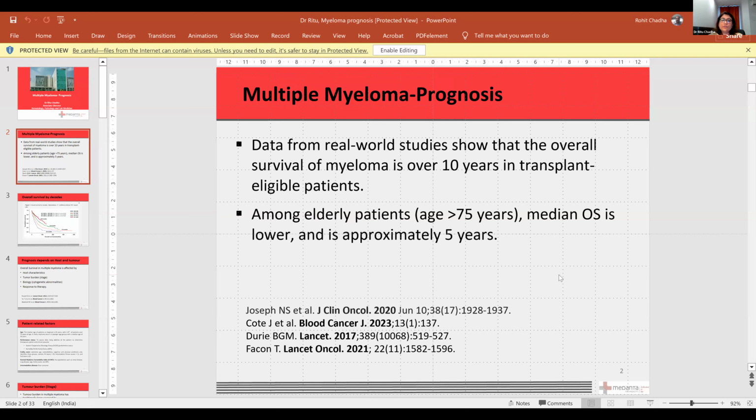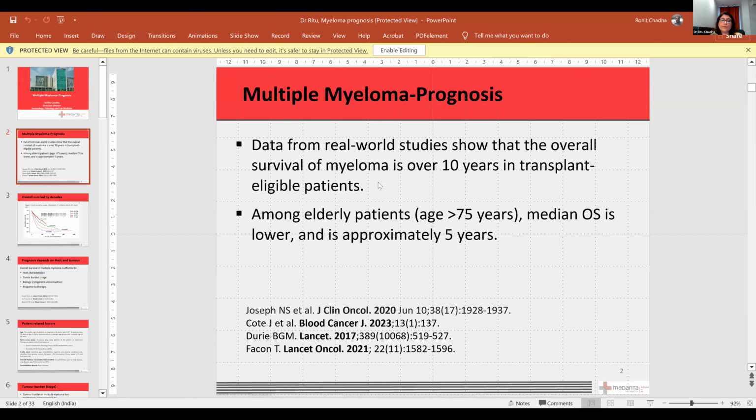So the data from the real world studies show that overall survival of myeloma is over 10 years in transplant eligible patients. And among elderly patients, more than 75 years, the median overall survival is lower and is approximately 5 years. So after we have understood how the patient of myeloma is diagnosed, we need to prognosticate the patient in the OPD and understand what are the risk factors for overall survival, and the clinical and the lab evaluations need to be done for that.